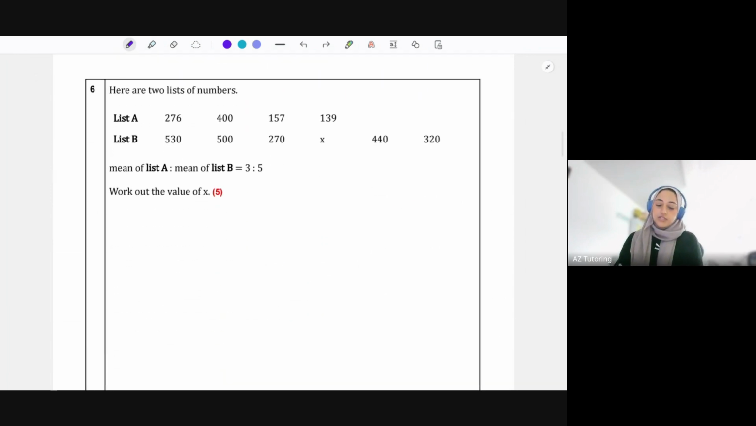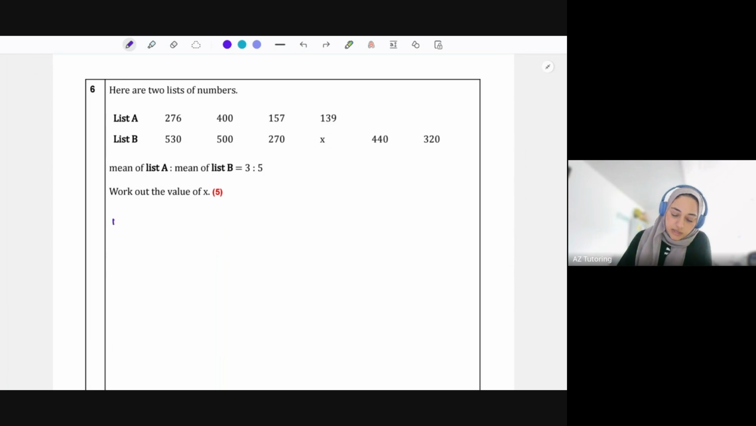Moving on, there's a reverse mean question. Here are 2 lists of numbers. We've got list A, we've got list B. As you can see, we've got 1 unknown in list B. We've got that x there. It says the mean of list A as a ratio to the mean of list B is 3 to 5. Work out the value of x.